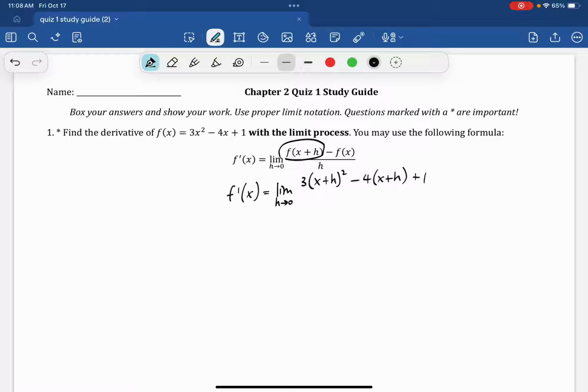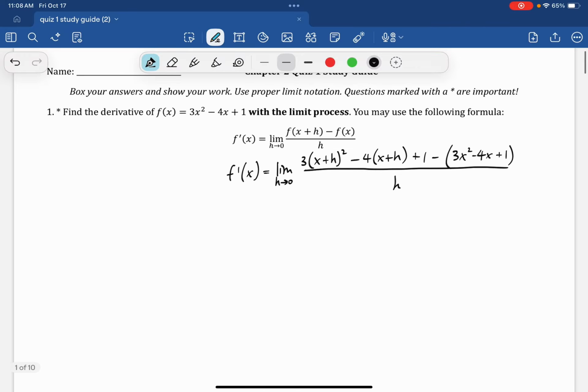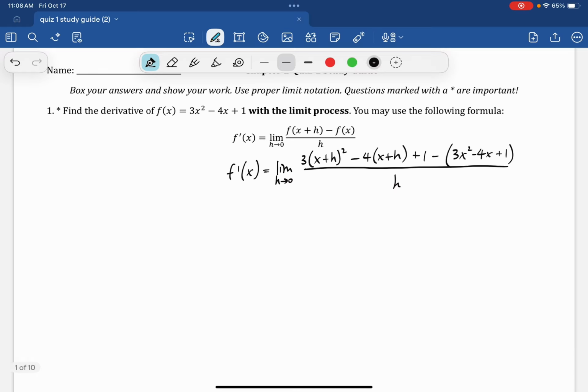So that's f of x plus h. And then I need to subtract out f of x. So I'm going to do minus parentheses 3x squared minus 4x plus 1. And that's all over h. And so in the end, I'm probably going to be left with a bunch of h's in the numerator, and most of them should cancel out.